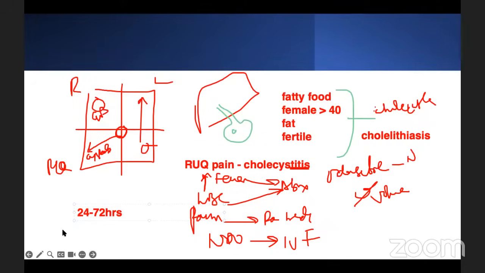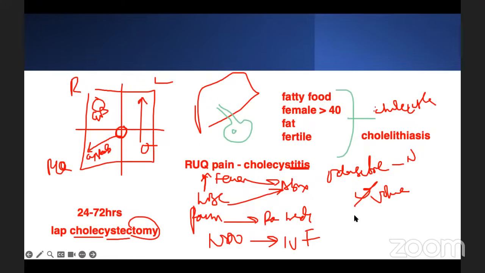The surgery is laparoscopic cholecystectomy. When they give you this kind of scientific word, don't worry about it. Chole, that's the gallbladder. Cyst means you're taking something away, okay? And ectomy is coming out. So we're removing the gallbladder.